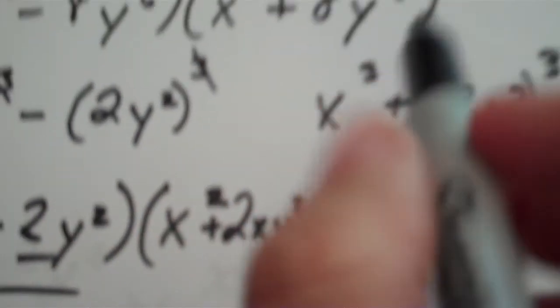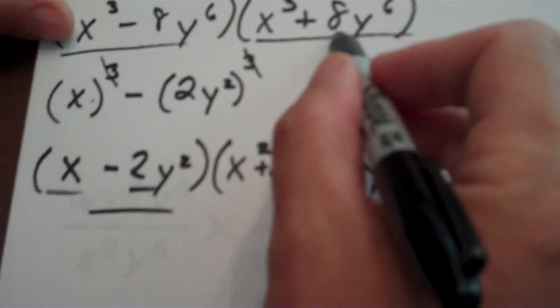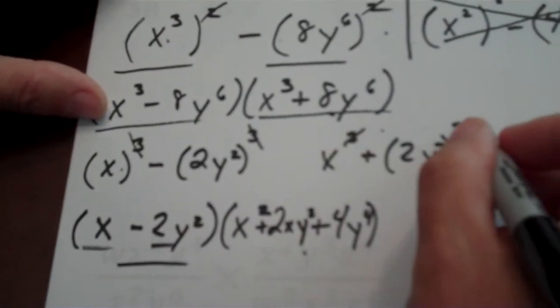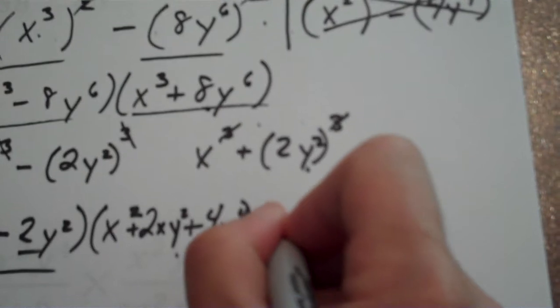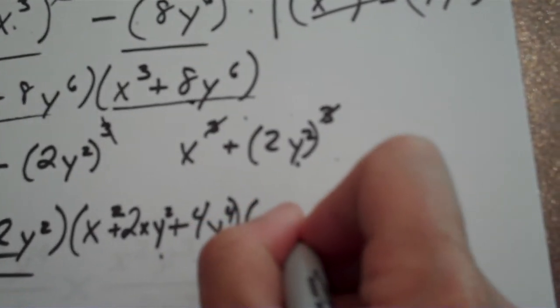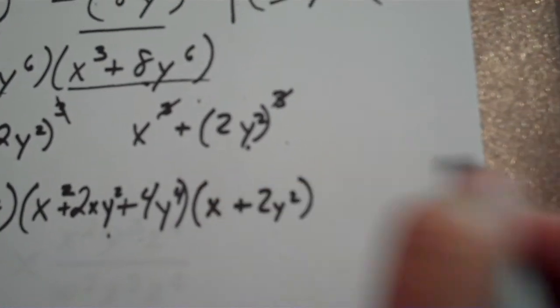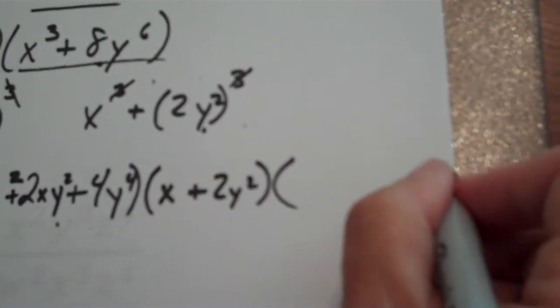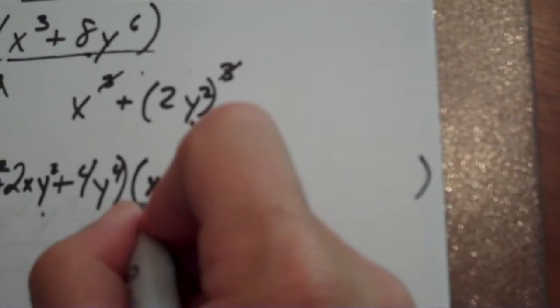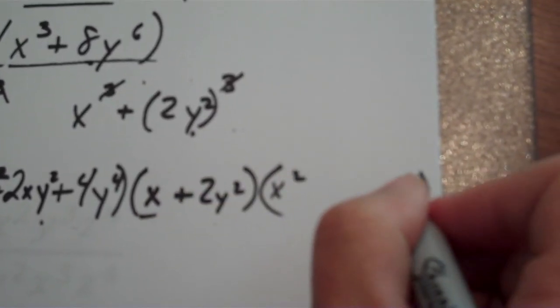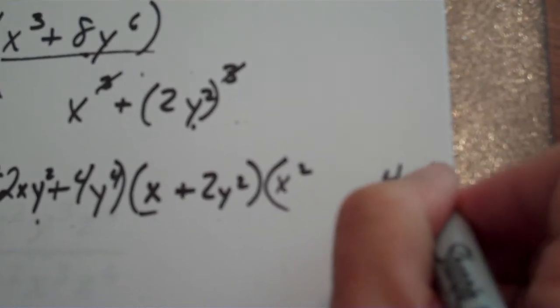Now, don't forget, we got to do the second one, the sum of the cubes. Well, once again, I just take off the cubes. I'll do this one a little faster. I'm going to hope you saw it from the first one. And that's x plus 2y squared. Second parenthesis, a little bit bigger. It's a trinomial. Square the x, and I get the x squared. Square the 2y squared, and I get 4y to the fourth.